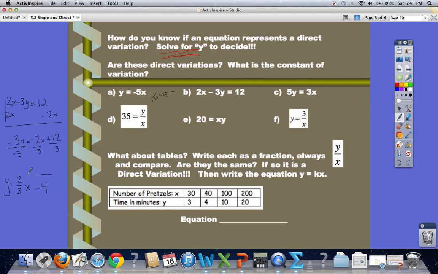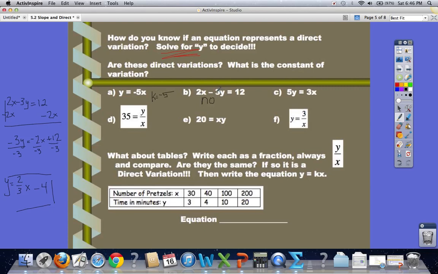Now, the question was, is that a direct variation? Well, in order to be a direct variation, it has to be in the form y is equal to kx. But I got extra stuff over here. And if I graphed it, I would find it wouldn't go through the origin. You can check those with your calculator. Just put in y equals. So this one is no, not a direct variation.